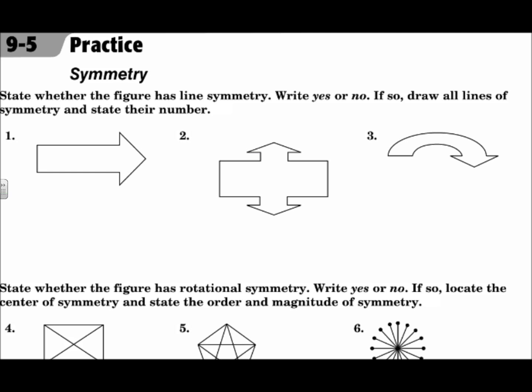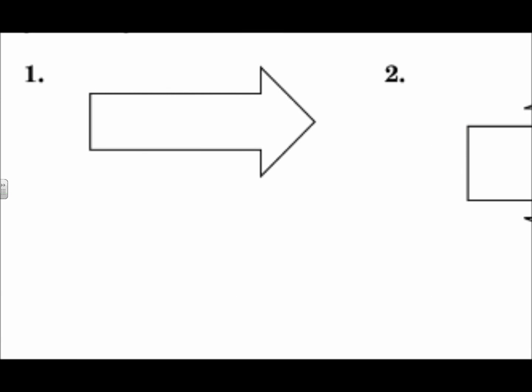So, to start, we will state whether the figure has line symmetry, write yes or no, and if so, draw all of the lines of symmetry and state their number. Number 1, does this have line symmetry? Well, imagine a line that would cut this perfectly in half, and there is one. It is right there, and that's the only one that will cut this perfectly in half. So yes, there is line symmetry. We have drawn it, and there is one.